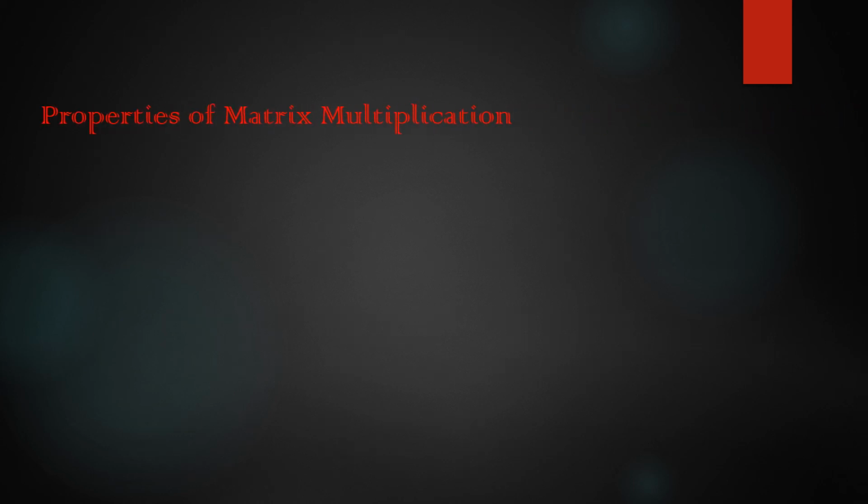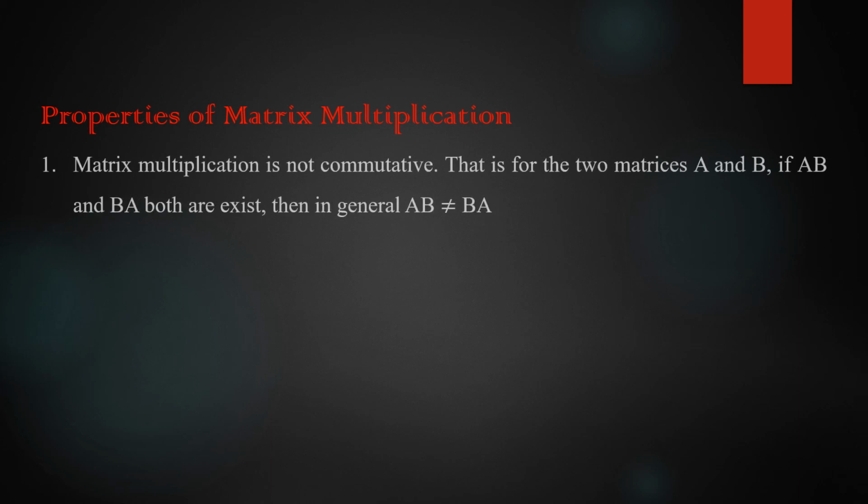Okay, next go to the next screen. Now, properties of matrix multiplication. What are the properties? Very simple. That means again the terms commutative, associative, those. Commutative is not satisfied here, because I already told you that if AB exists, then BA may not exist. That means AB is generally not equal to BA. So you see, matrix multiplication is not commutative.